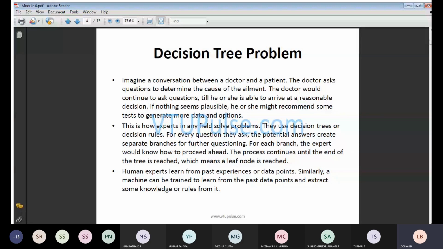So this is how the experts in any field solve the problem. They use decision trees or decision rules. For every question they ask, the potential answers create the branches. For example, many people are going to tell that, see, in past experience we have got these things that have happened. Based upon the past experience, we need to take their input and we need to perform the operation.